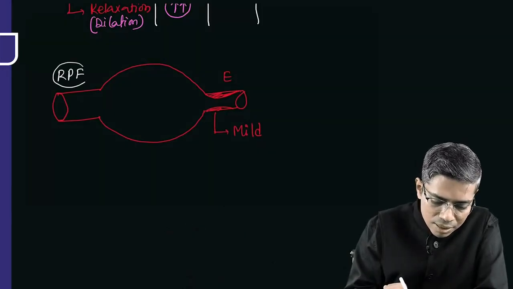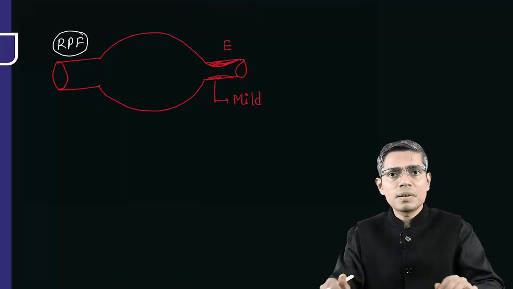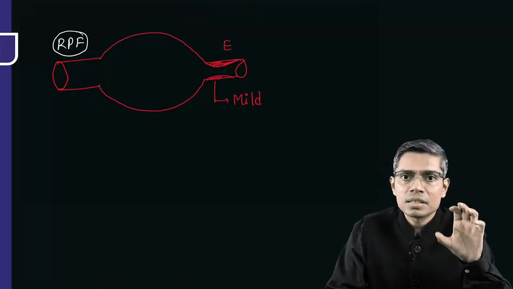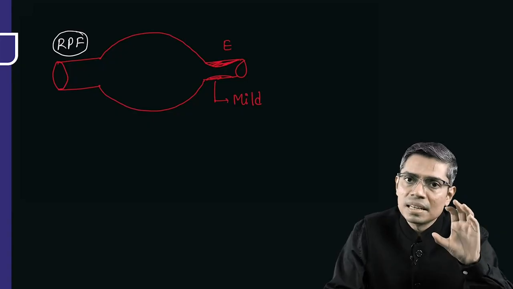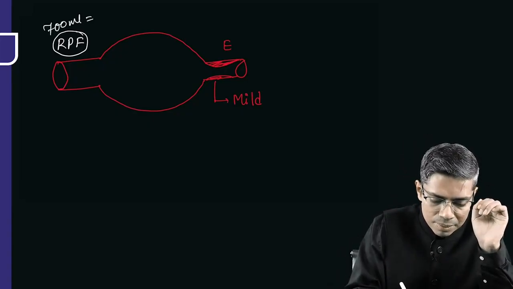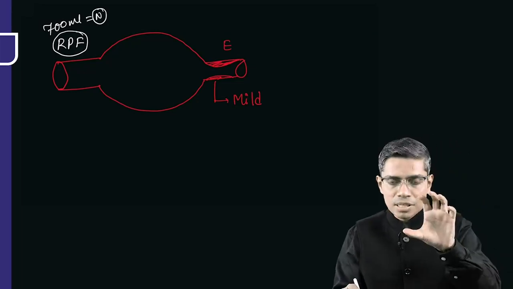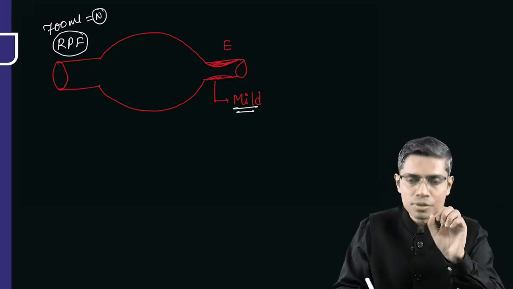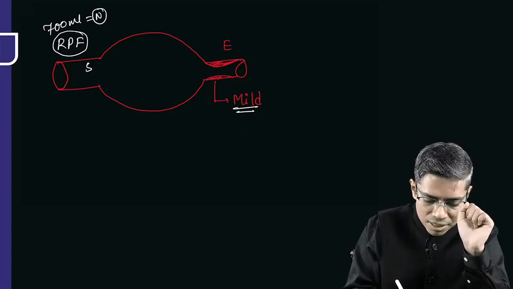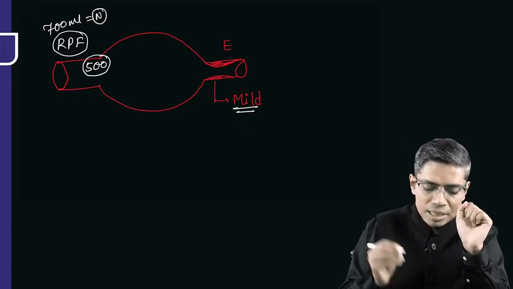Okay, so mild constriction. What will happen to the renal plasma flow? You first look at the renal plasma. Obviously, there will be a reduction in the renal plasma flow. And how much? If the constriction is mild, then the reduction of the plasma flow will also be lesser. Normally the renal plasma flow is 700 ml. If I cause mild constriction of this efferent arteriole, there will be a reduction in the plasma flow.